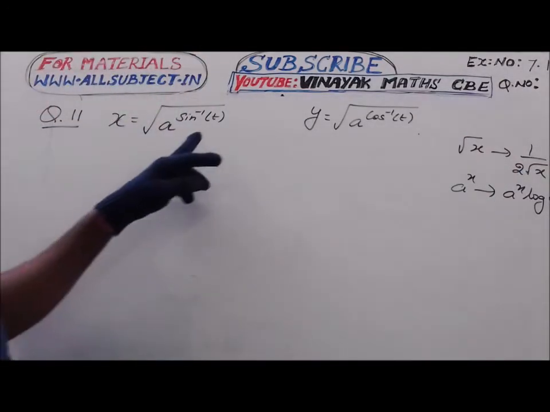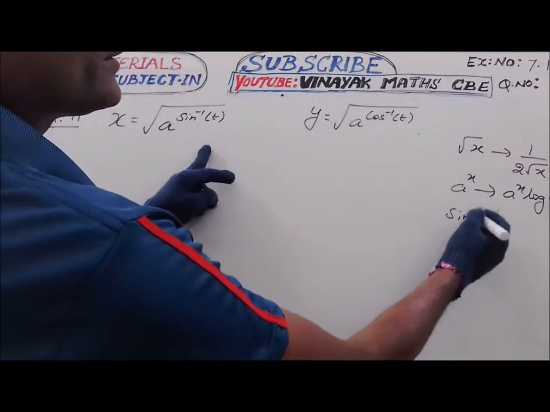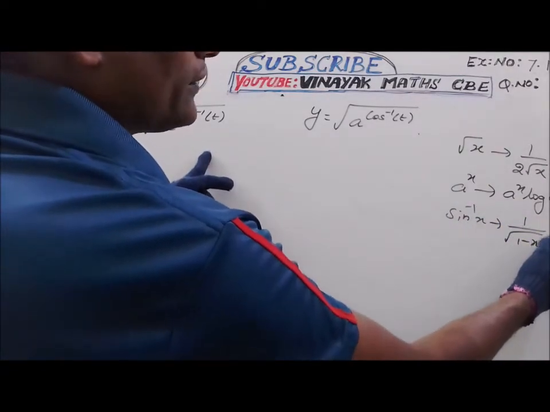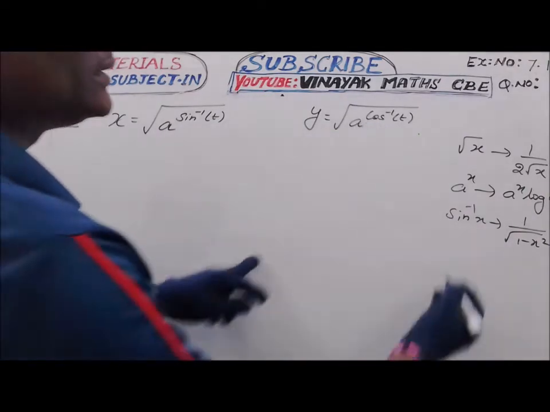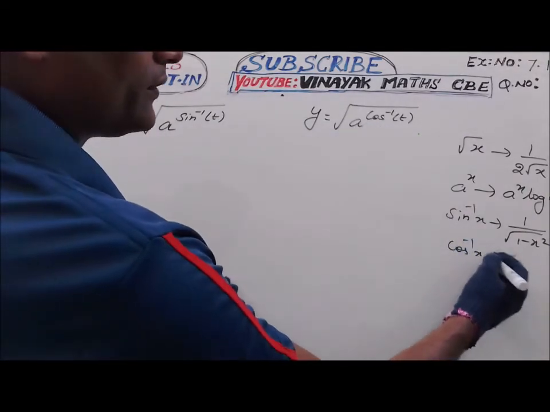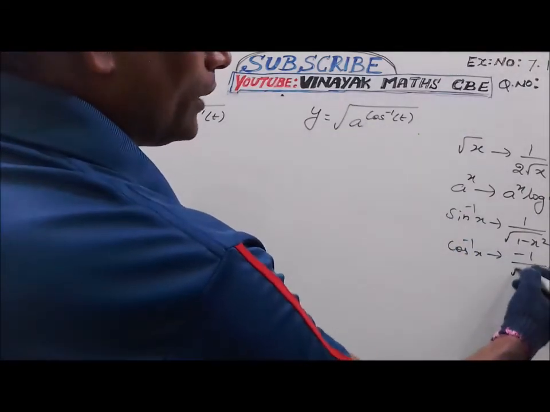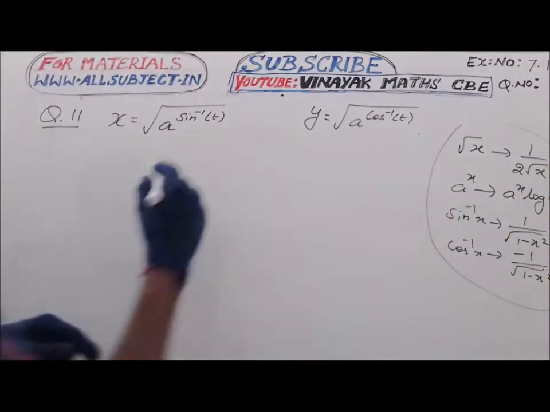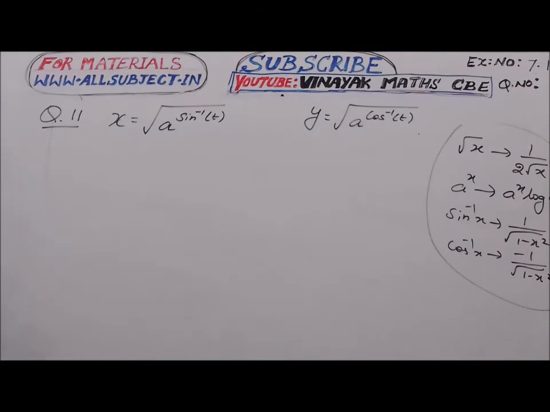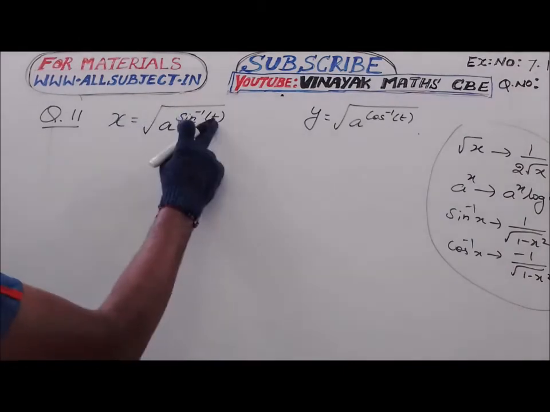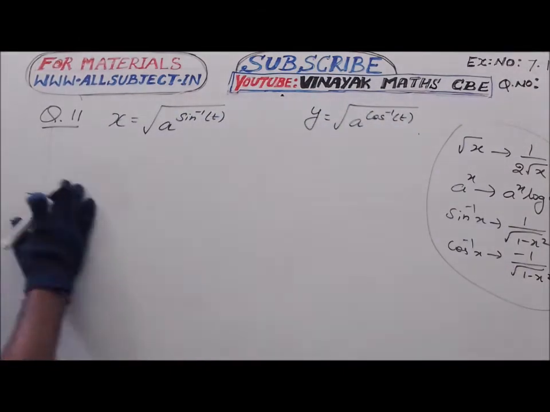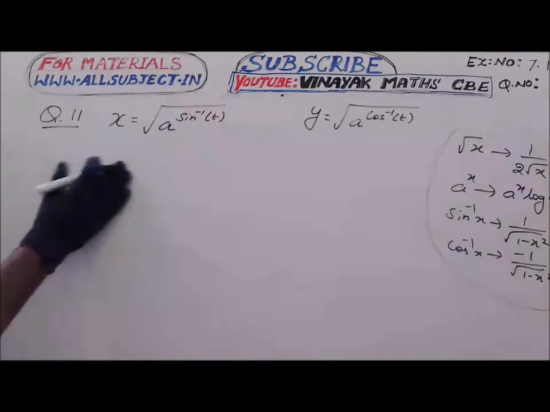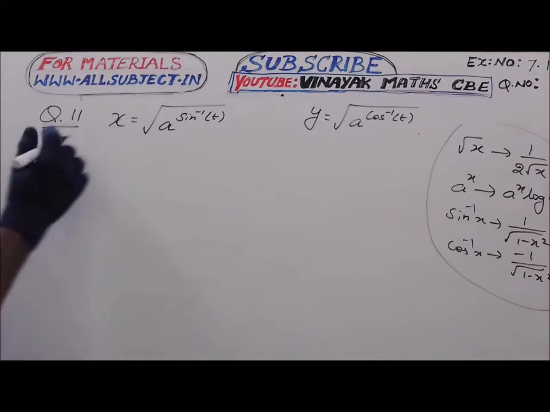And then sin inverse of x. Sin inverse x derivative is 1 by root of 1 minus x square. And cos inverse x formula. Cos inverse of x is minus 1 by root of 1 minus x square. We need these four formulas to complete this problem. First of all, x is a function of t and y is also a function of t. Both x and y are differentiated with respect to t here. We are going to differentiate x and y with respect to t.